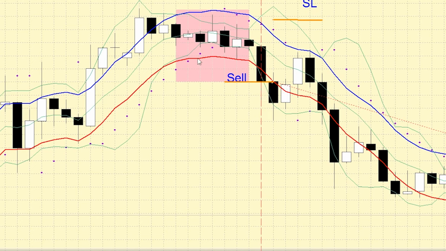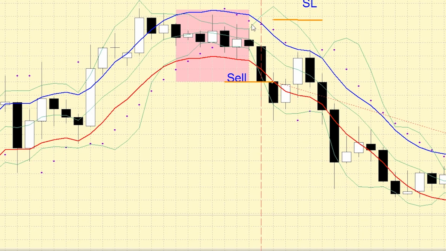In this case, a black candle formed. Let me remove this vertical line. After the intersection and the candle close, we observe where the Parabolic SAR indicator is located. In this case, it is above the price. Therefore, we are considering the option to conclude a deal to sell.